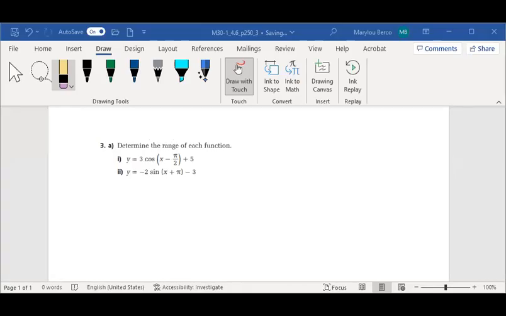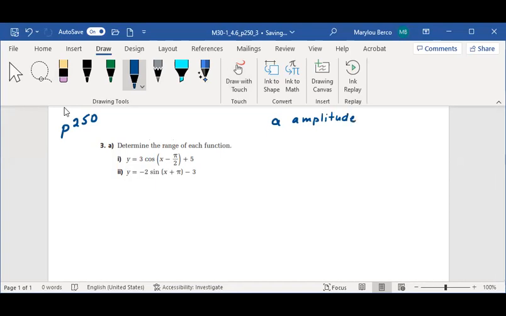Okay, let's take a look at number 3 on page 250. Determine the range of each function. Okay, well, we're going to use the amplitude, or A, and vertical displacement, D, to determine the max and min values. That's all we need.